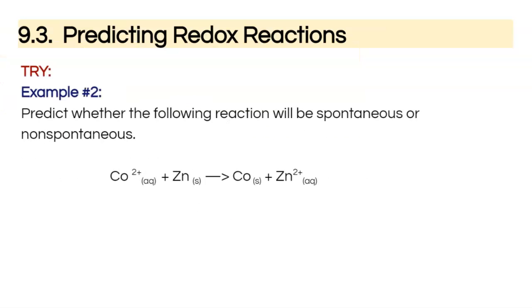All right, so let's try another reaction. Okay, now this example says predict whether the following reaction will be spontaneous or non-spontaneous. So what I would like you to do first is to identify all the species that are involved in this reaction and then identify them as oxidizing agents or reducing agents. And once you've done that, come back to the video and we will do a check-in and then we'll carry on from there.